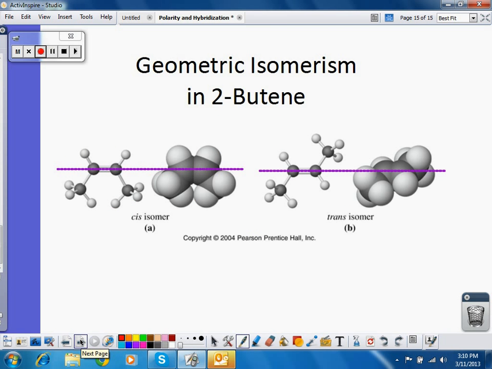So I have 2-butene, and remember ENE means there's 1 double bond, and it's right here, it's behind the blue line. So my double bond is right there. So that cis means that the 2 hydrogens are on the same side, and the 2 CH3 groups are on the same side. So if you think about this, if I just draw the Lewis structure, it looks like this.